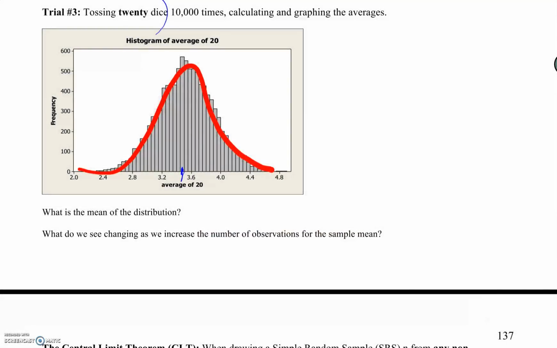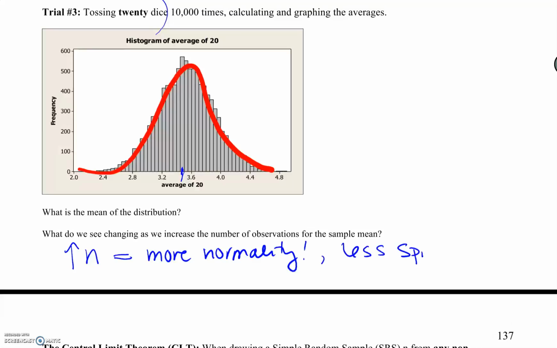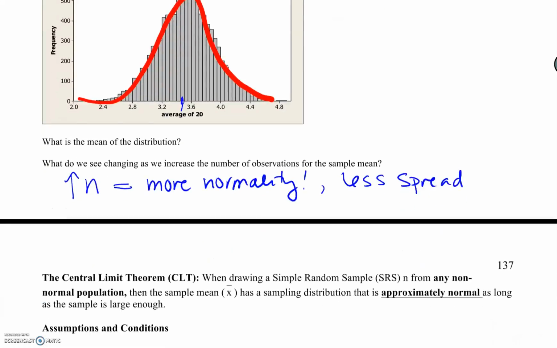Okay, good. A couple of things that we can see here. As we increase the sample size, or our number of observations, we have more normality, right? We're starting to see that bell-shaped curve. And the other piece here is that there's going to be less spread. It's a lot harder to get an average that is outside of the range of reasonable averages when you're taking a larger number of observations. So that's what we're going to be using in the next page to do some calculations.